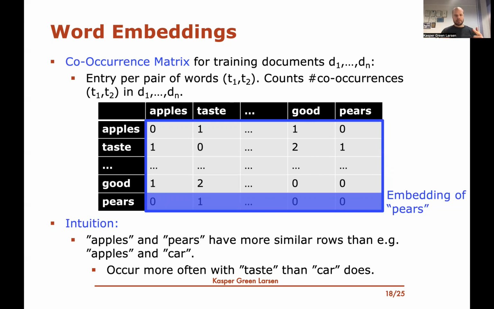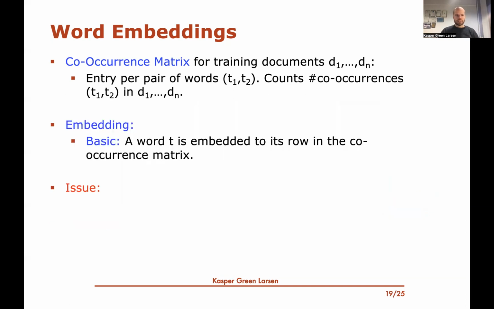So in some sense, if words occur together with similar words across all these documents, then they have more similar rows in this co-occurrence matrix. So that's the basic idea in the co-occurrence matrix. The embedding of a word is just the row corresponding to this word in the co-occurrence matrix. The problem is these are still very long vectors.